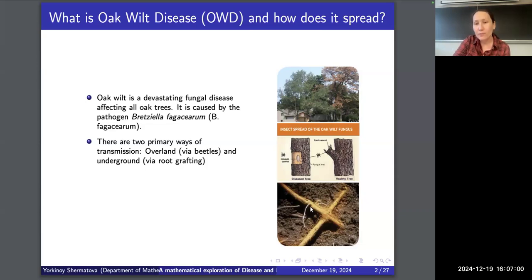But the majority of the spread, as you can see in the picture below here, happens through below-ground root grafts. It turns out, especially within the same species of oaks, if they're close to each other, when they start growing, their roots get connected, and the majority of the spread actually happens below ground.